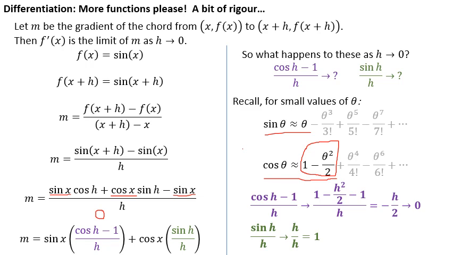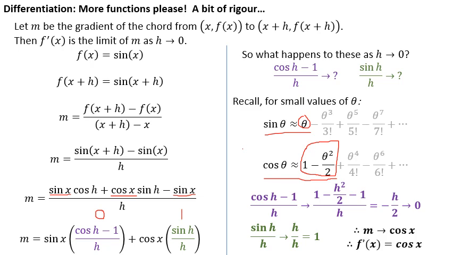And similar reasoning can help us out with the green part, sine h over h. Well, if sine h is roughly the same as h, then we're just doing h over h, which is 1. And that bracket is 1. And there we have it, basically. Now we can see, since we know what happens as h tends to 0, we can say what happens to m as h tends to 0. We'll get sine x times nothing, add cos x times 1. That's what we're getting closer and closer to as h gets closer and closer to 0.